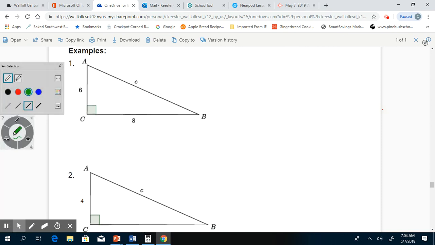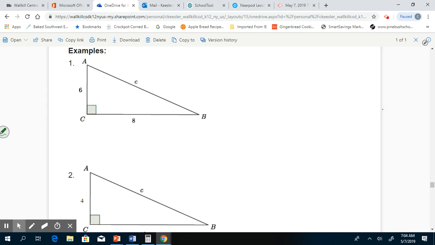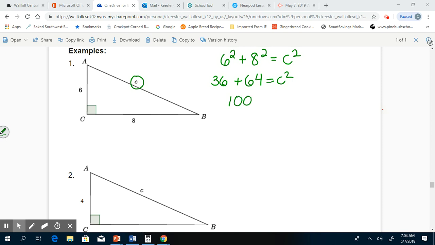So we're going to plug those in. Remember the two smaller sides, the 6 and the 8, are going to be our a and b, and we're searching for c. So we have 6 squared plus 8 squared equals c squared. So 36 plus 64 equals c squared. Adding those together, 36 and 64 make 100. Taking the square root, c is the square root of 100, which is exactly 10.